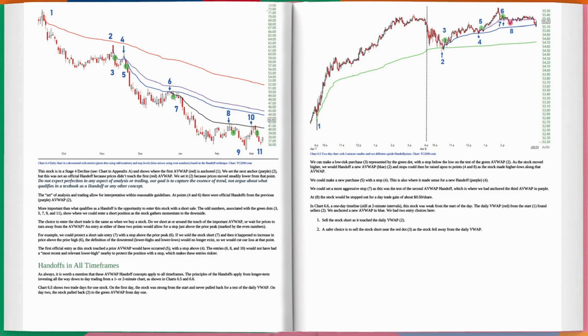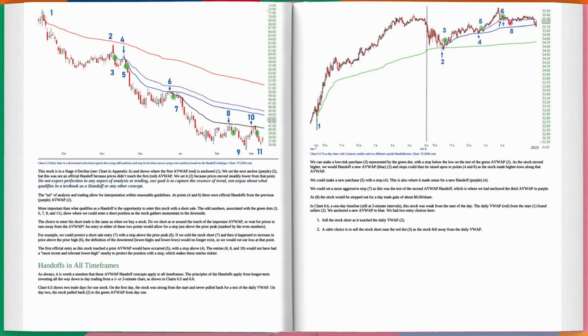At points 4 and 6, there were official handoffs from the previous purple AVWAP 2. More important than what qualifies as a handoff is the opportunity to enter this stock with a short sale. The odd numbers, associated with the green dots 3, 5, 7, 9, and 11, show where we could enter a short position as the stock gathers momentum to the downside. The choice to enter the short trade is the same as when we buy a stock.